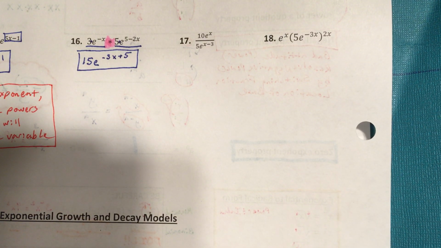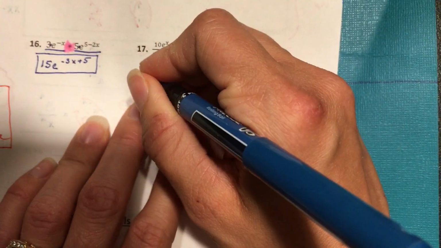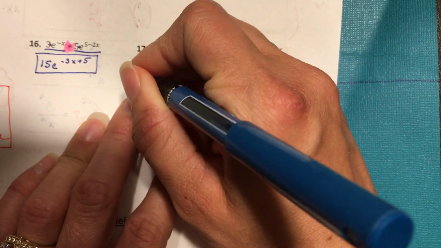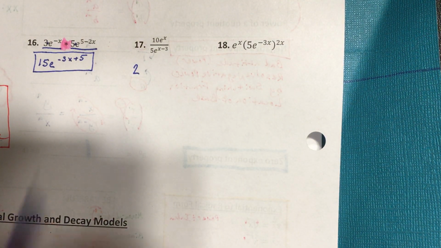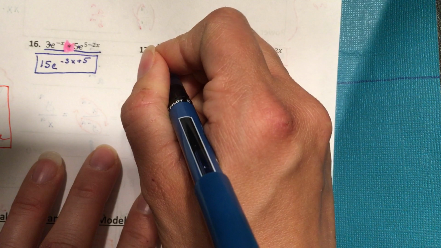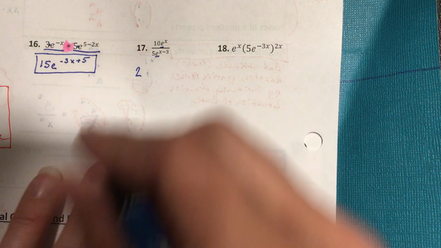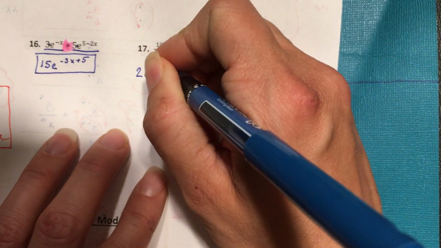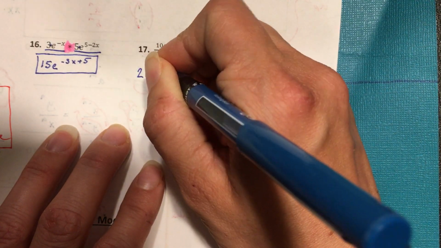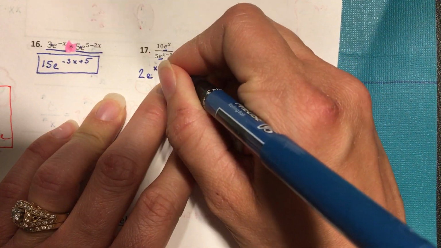Looking at the next one, so getting back into division here, we've got 10 divided by 5, which simplifies to be 2. Now, looking at our base e's, we are dividing the bases, so we are going to subtract the exponents. So I'm going to go ahead and write this one out. I'm going to have my top power, x, minus my bottom power, x minus 3.